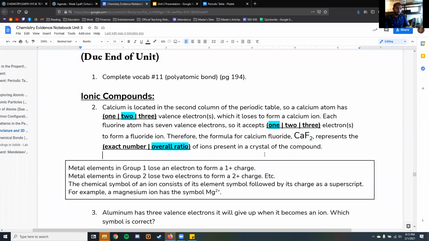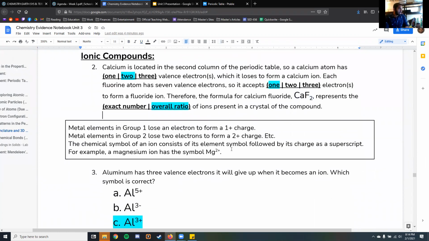And in a crystal, in a compound, it's never going to be just 1 calcium, 2 fluorines. It's just an overall ratio, like baking a cake. You're not going to have the exact amount of flour. You're just going to have a recipe to follow, right? A ratio. So if you want to build a bigger cake, you could do that. Just multiply the ratio.